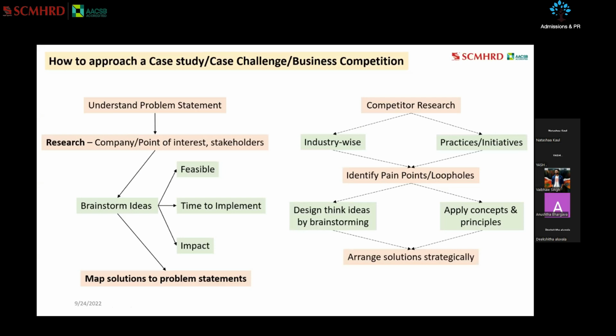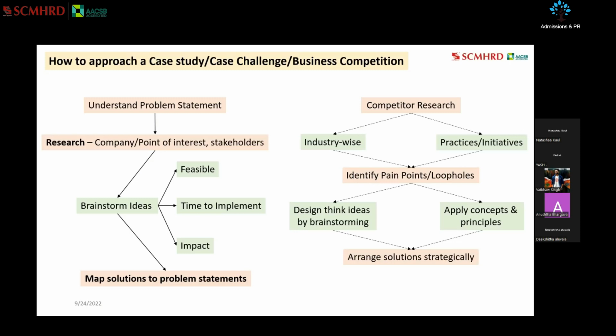Once this particular research is done, you'll have to identify the pain points or the loopholes that the businesses would be having. And this is the main part of solving any case study. If you identify the right pain points, that means that you have hit the target, and you can then approach how you would address the loopholes. And this can be done again in two ways.